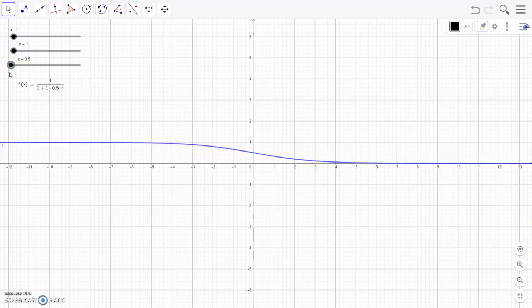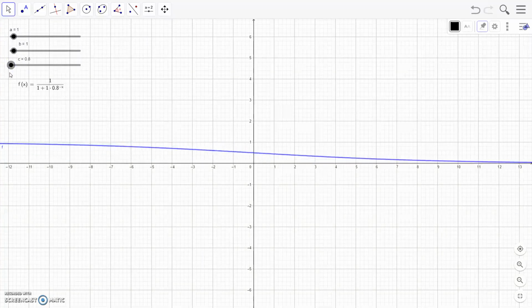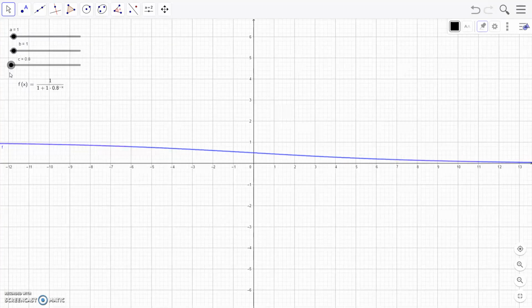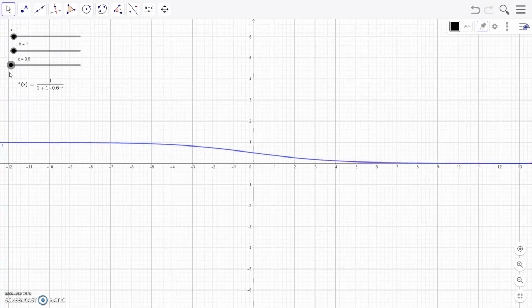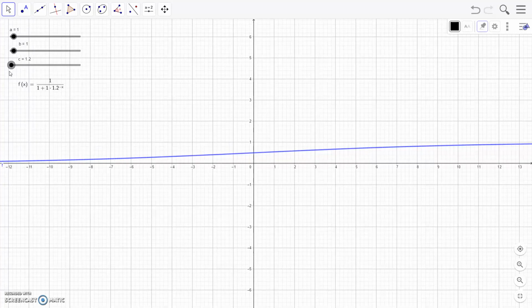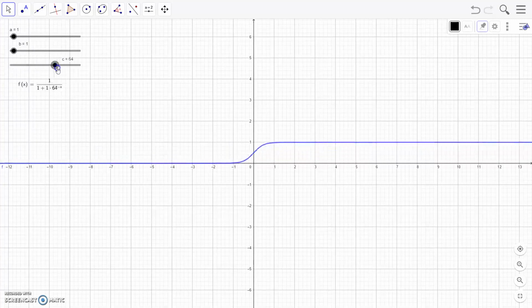But as C becomes less than 1, then it changes to a decay function. And as it's 0.9, it is a very long change. It happens over a long period of time, over an extended portion of x values. And as it gets closer to 0, that rate of change in the decay happens much quicker. So whereas a positive value, the closer to 1, and then the farther we get away from 1, it gets quicker. As a growth function, decay is the same.